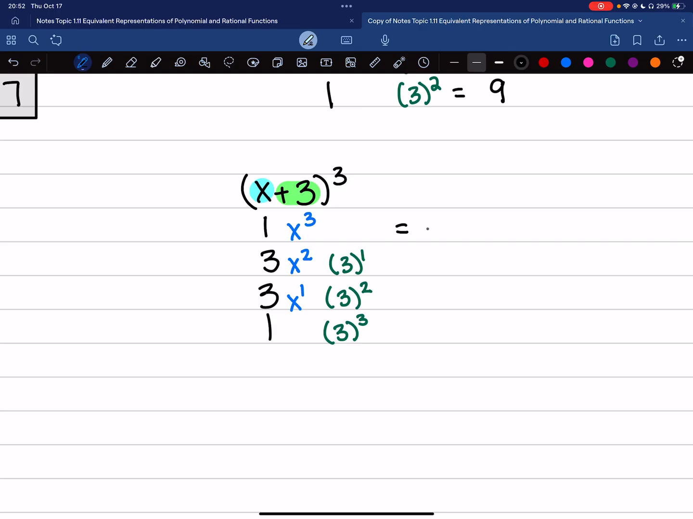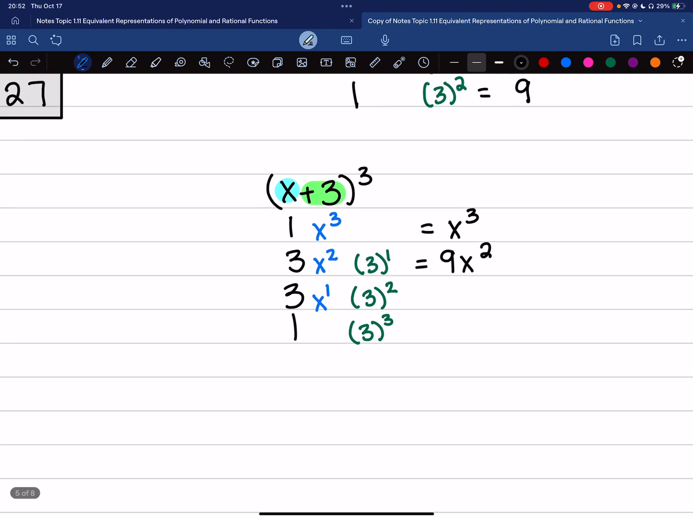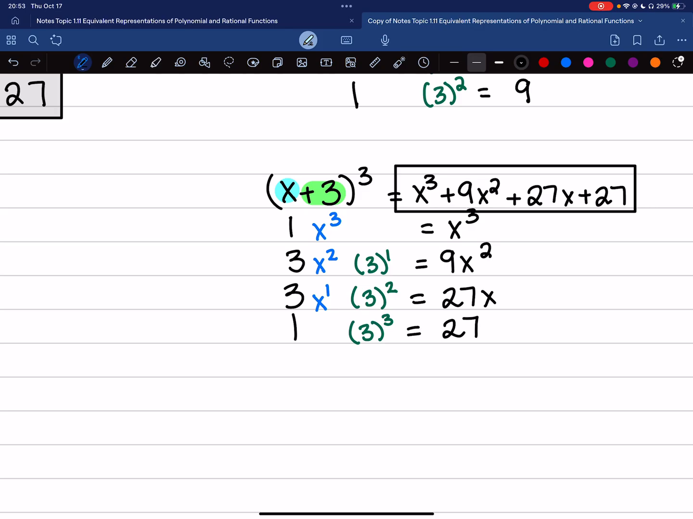1 times x to the third is just x to the third. 3 times x squared times 3 is 9x squared. 3 times x times 3 squared, that would be 3 times 9 times x, which would be 27x. 1 times 3 to the third, well, 3 to the third is 27. So we get x to the third plus 9x squared plus 27x plus 27. And so we get this right here.